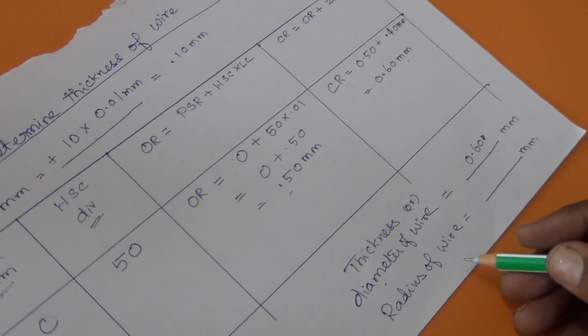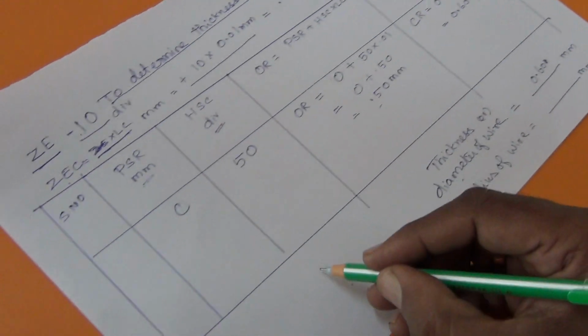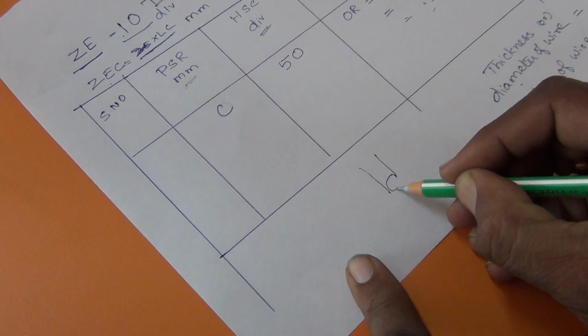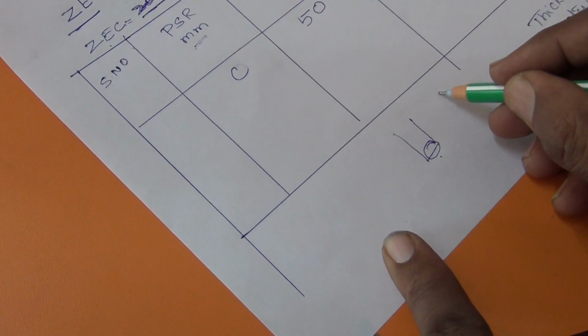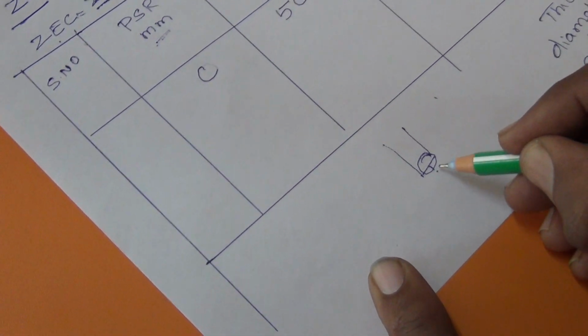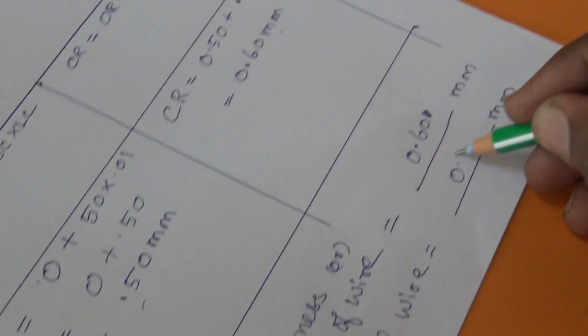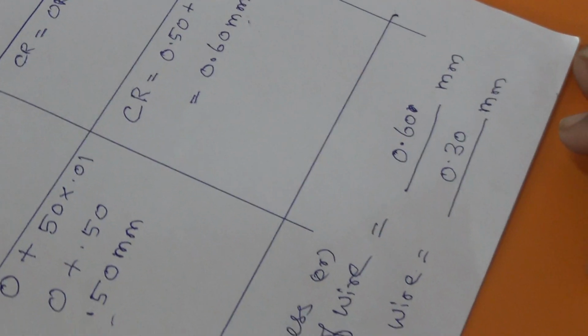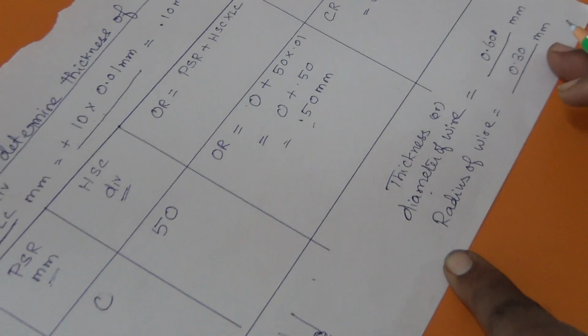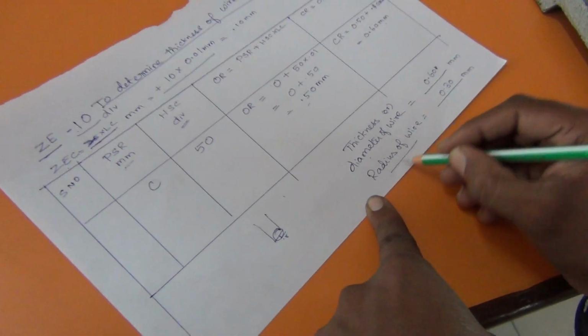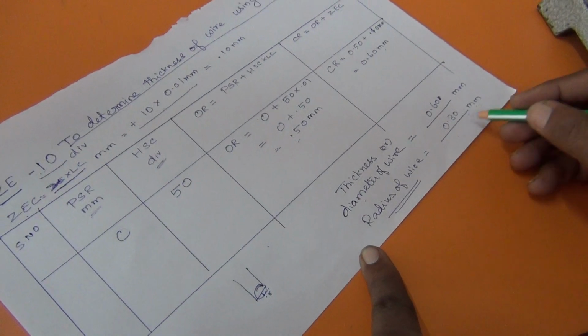So what will be the radius? It is half. Suppose the wire is there, this is your diameter. The radius is half, right? So this is the radius. So the radius is 0.30 millimeter. So we have determined the radius of the wire as 0.3 millimeter.